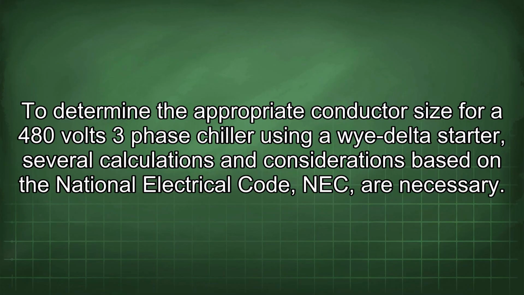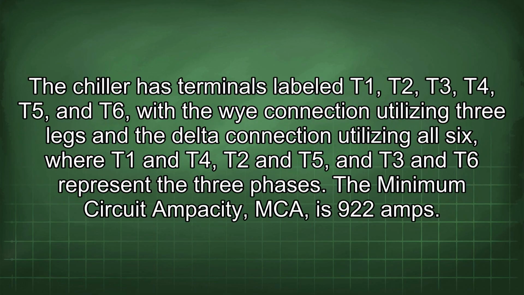To determine the appropriate conductor size for a 480 volts 3-phase chiller using a Wye-Delta starter, several calculations and considerations based on the National Electrical Code (NEC) are necessary. The chiller has terminals labeled T1, T2, T3, T4, T5, and T6, with the Y connection utilizing 3 legs and the Delta connection utilizing all 6, where T1 and T4, T2 and T5, and T3 and T6 represent the 3 phases. The minimum circuit ampacity (MCA) is 922 amps.